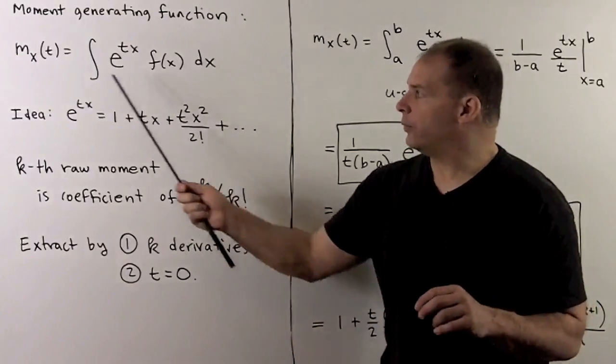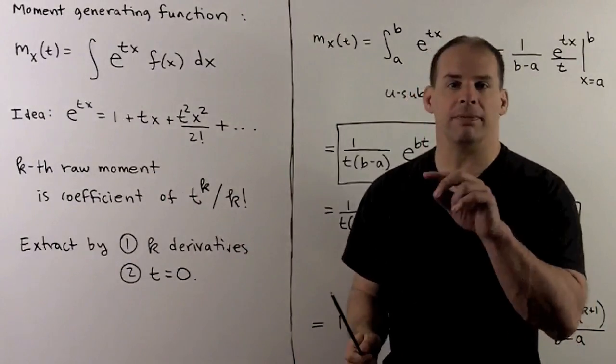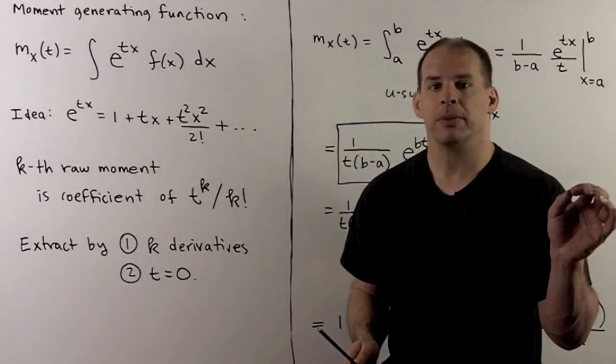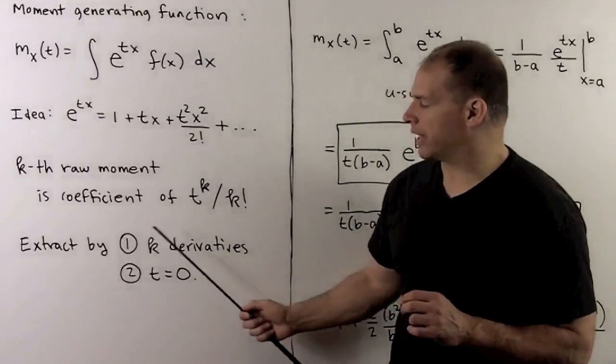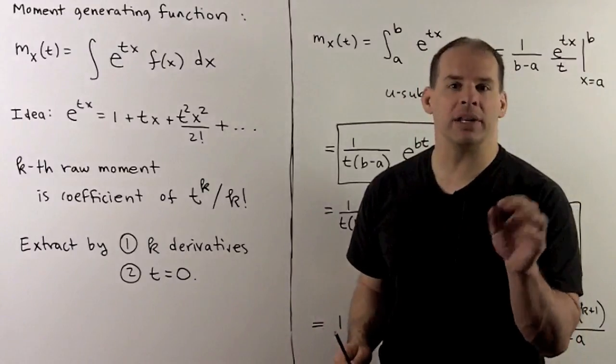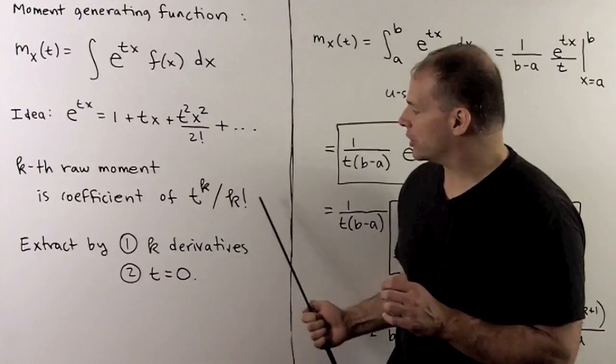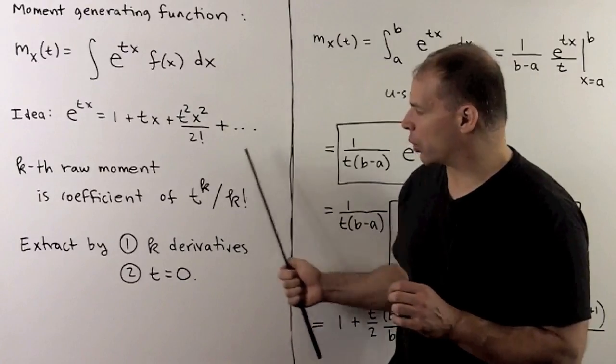Now, if we work this out and get some function with a nice closed form, the way I extract those moments, so for the kth moment, I'll take k derivatives and then evaluate at t equals 0. So this business of taking the derivatives is going to get rid of the k factorial.